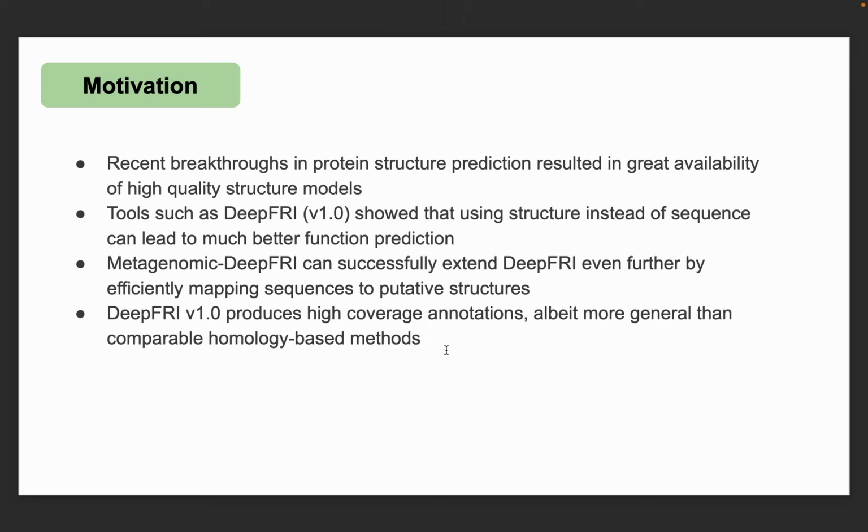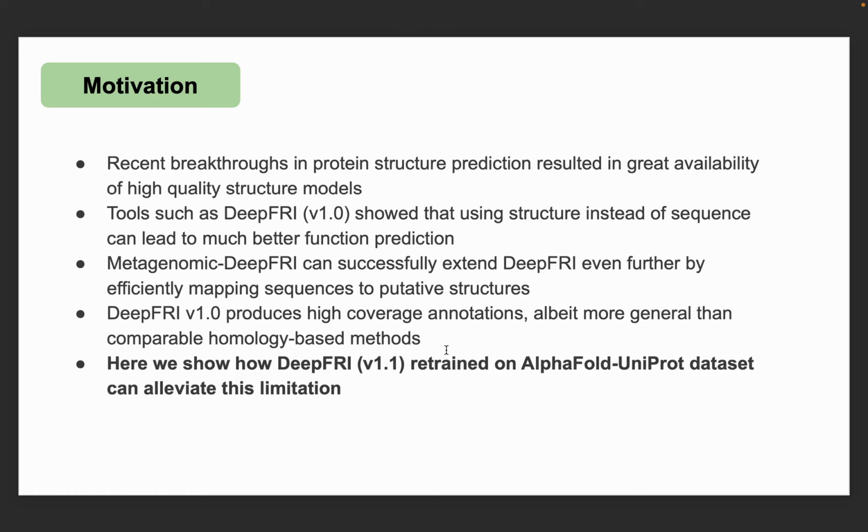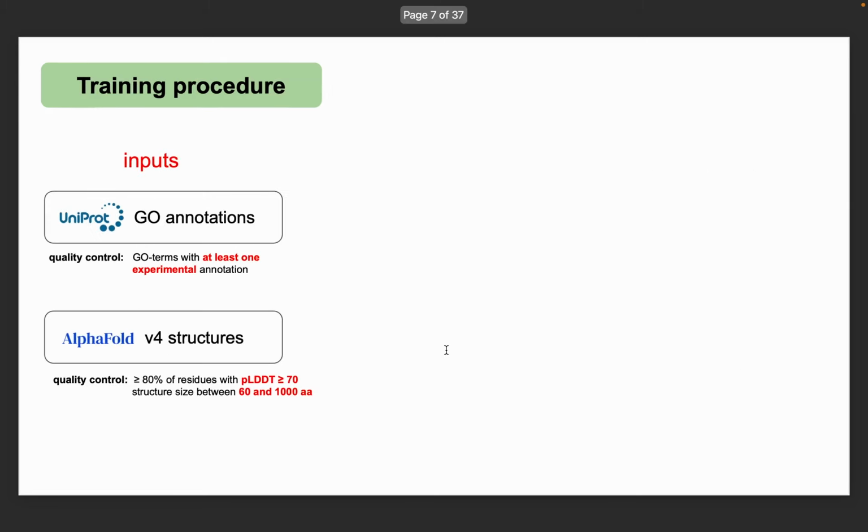DeepFRI 1, the original DeepFRI, produces high coverage annotations. However, they are slightly more general as compared to homology-based methods. Here, in my talk, I will show how DeepFRI retrained on the AlphaFold UniProt dataset can alleviate this limitation.